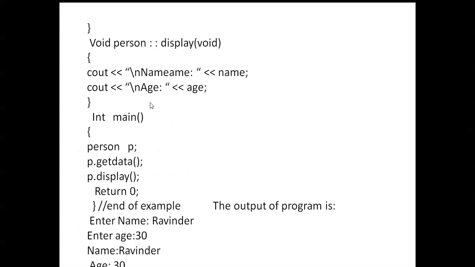Next you can see here, the int main function. In that main function, person is a class name that is assigned to an object p.